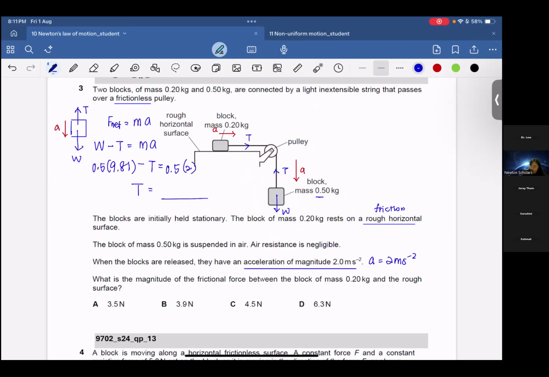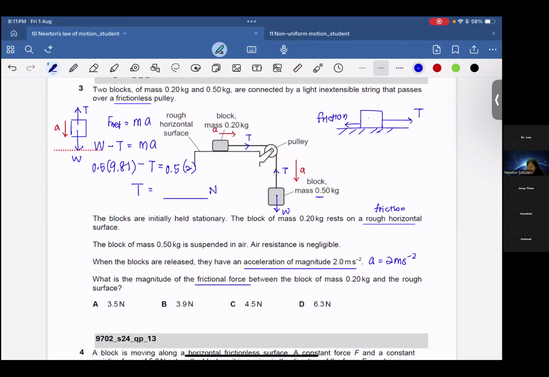Tension is one type of force. The force that is transmitted in the string, we call it tension. So we're using the symbol T. From here, you can calculate the tension. Then after that, the second part here. We look at the second part. This is the object moving, tension pulling. Then here we have friction. The question is asking you to find the frictional force.